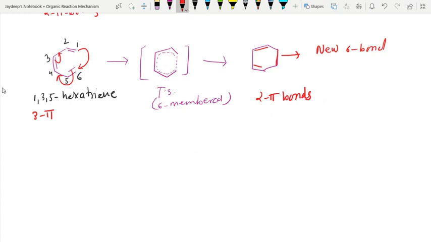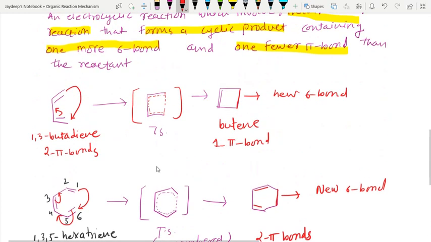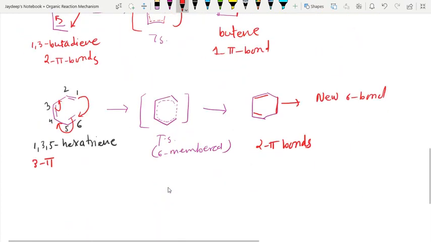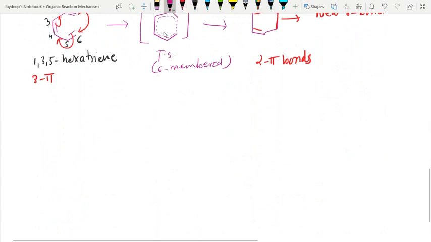So one pi bond is converted into a sigma bond. So these are the two examples for the ring closure system. Now let us consider the second part of the electrocyclic reaction, that is part B, the ring opening system. Ring opening.